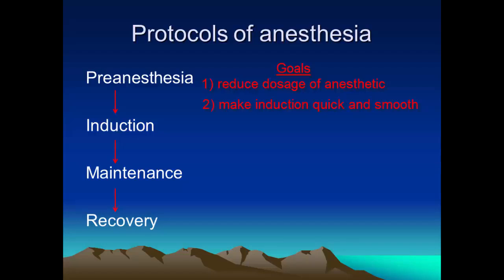In order to achieve these goals, the drugs that are most frequently used are a combination of a sedative or tranquilizer and an analgesic, which is usually an opioid. And when these two categories of drugs are used together, we create a state of what's called neuroleptoanalgesia. The next phase is the induction phase, which is basically the transition from being awake to the anesthetized state.